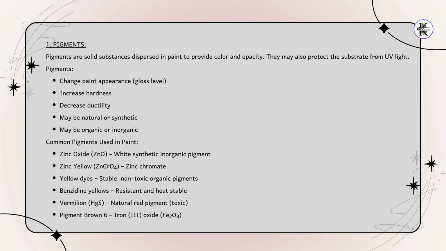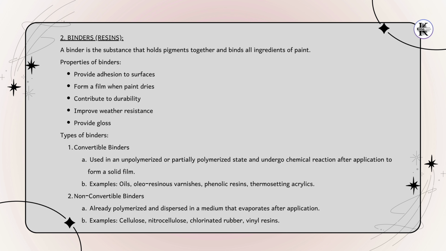Now, after pigments, the next important component is the binder. Binders, also known as resins, are the substances that hold all the components together. They form a film when the paint dries and help it adhere to the surface. Binders provide durability, weather resistance, and gloss. There are two main types: convertible binders, which undergo chemical changes after application, and non-convertible binders, which are already polymerized.